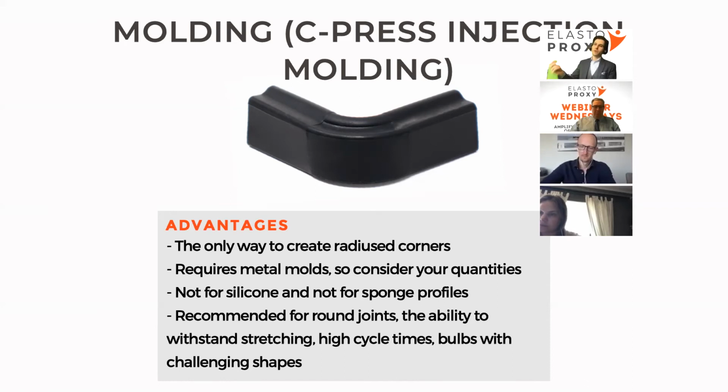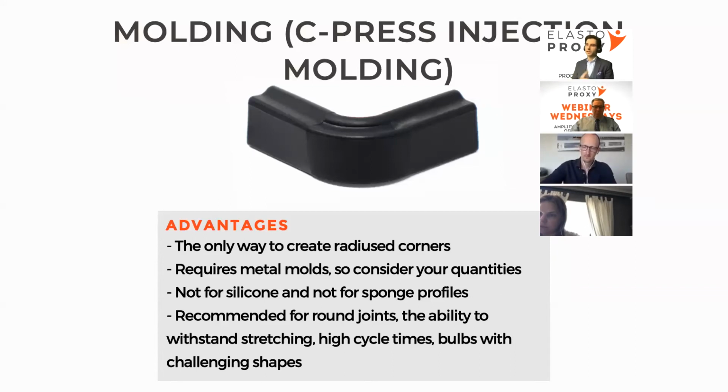So remember what I was saying before, take the application into consideration, and that'll determine what type of splicing method I need. This is the toughest. So if this is in an area, as you can see here, it says high cycle time, where there's constant opening and closing of whatever the application is, and you have a volume, which again is very important because of the tooling charges required, molding is the best way to go.